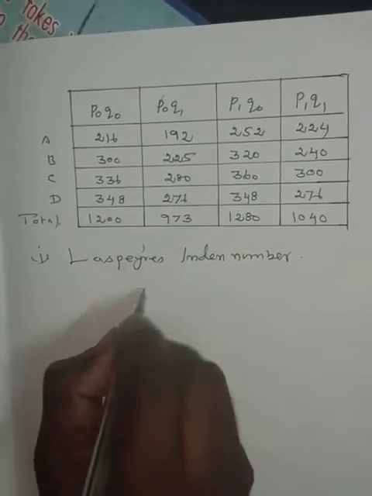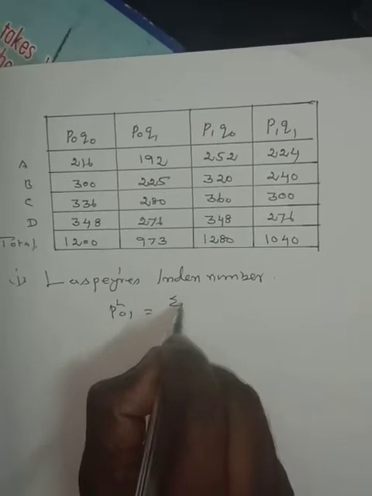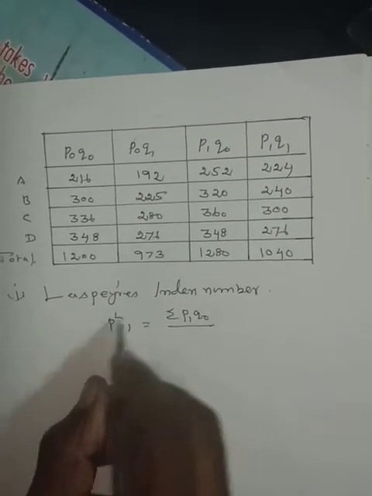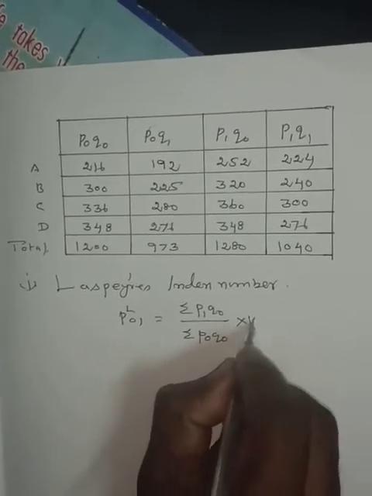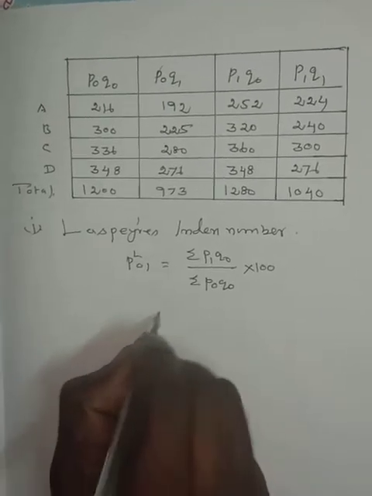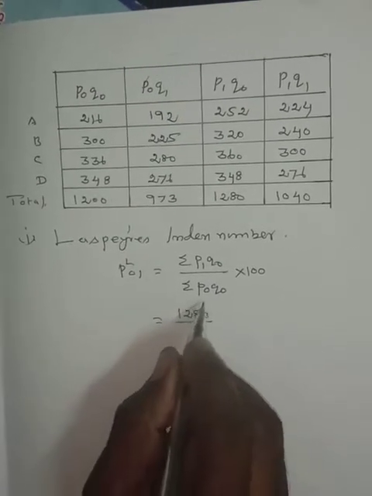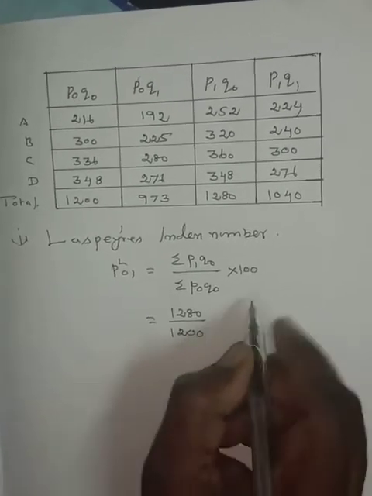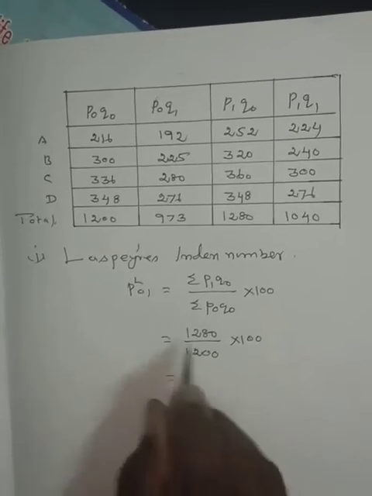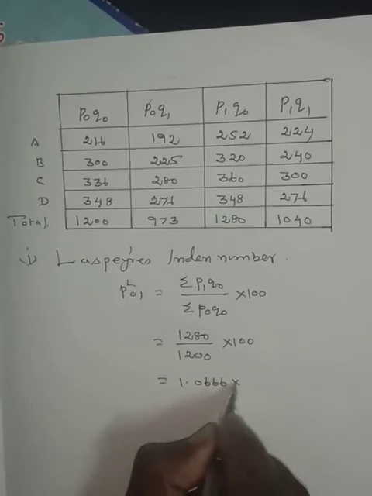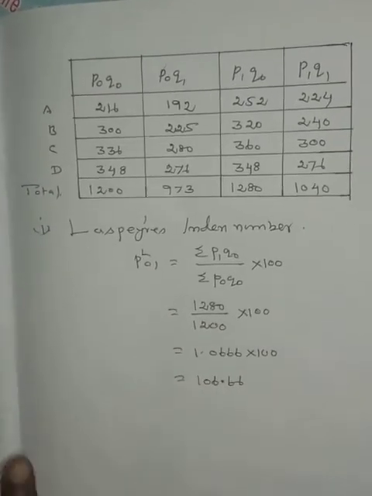Laspeyres index number P01 is equal to sum of P1 Q naught divided by sum of P naught Q naught into 100, is equal to P1 Q naught 1280 divided by P naught Q naught 1200 into 100, is equal to, using calculator, 1.0666 into 100, is equal to 106.66. This is Laspeyres index number.